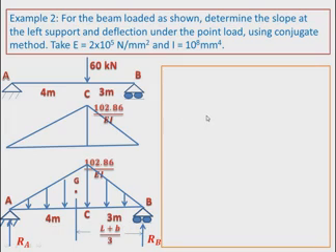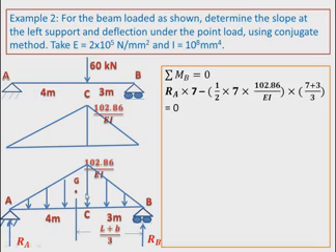Now look at this. First let us calculate the reactions. If you take sigma MB equals to 0, what is that? You know that here RA causes clockwise, RA into total distance between A and B, which is 7. So it is RA into 7. Now what is the load between A and B? It is a triangular load but an unsymmetric triangle. It is the area of this triangle. What is the area? 1 by 2, base is 7, height is 102.86 divided by EI.